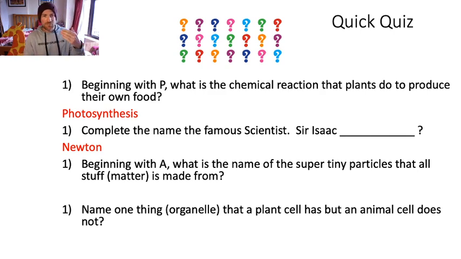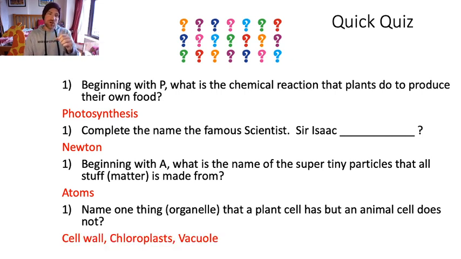Now, atoms. Atoms are the super tiny particles that all matter is made from. Hope you got that one. And you had 3 to go at. So plant cells have got a cell wall, chloroplasts, and a vacuole. Animal cells don't have those things. So that was your 3 to go at.